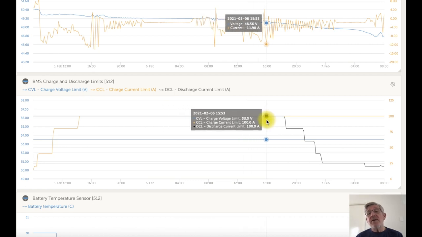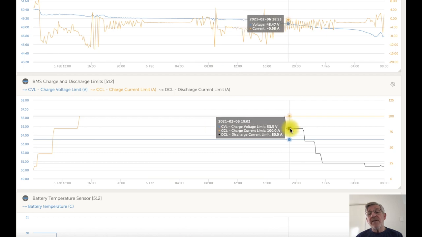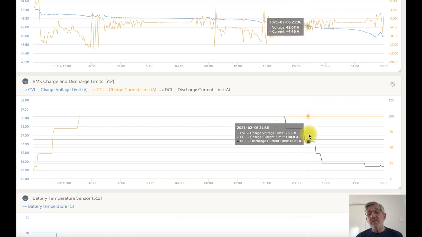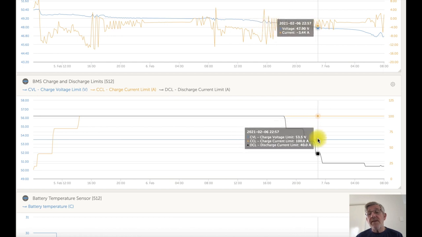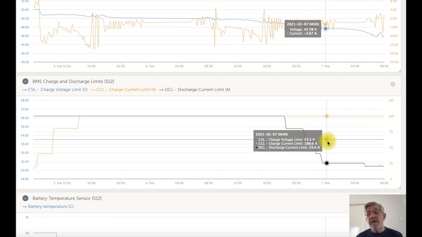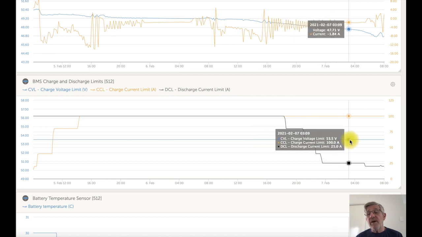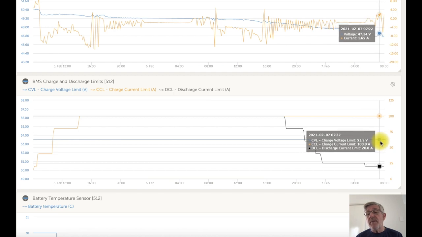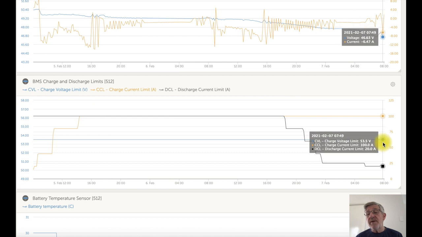Then as the SOC, the state of charge, is dropping, the batteries are telling the inverter: don't discharge more than 80. Now it's saying don't discharge more than 60. Then don't discharge more than 40. Don't discharge more than 25 amps. And once it went to 10%, don't discharge more than 20. Little blip there when we had some solar, went up briefly to 21.4. And right now it's saying don't discharge more than 20.